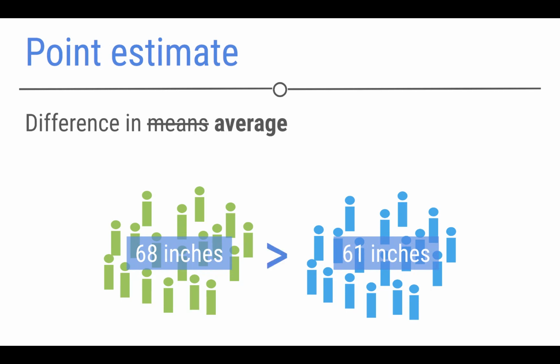So this seems to suggest that the green group is taller than the blue group. And the point estimate here is going to be 7. So 68 minus 61, or the difference between those means, is 7. So that's going to be our point estimate here for the difference in heights.